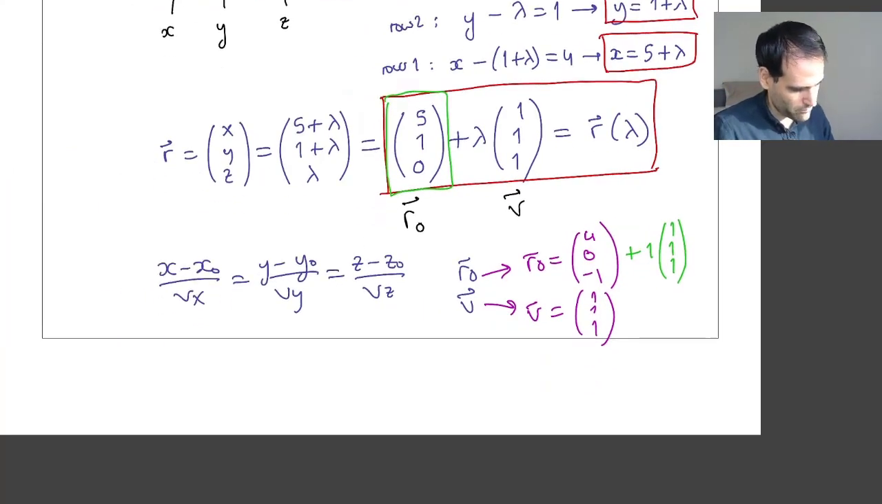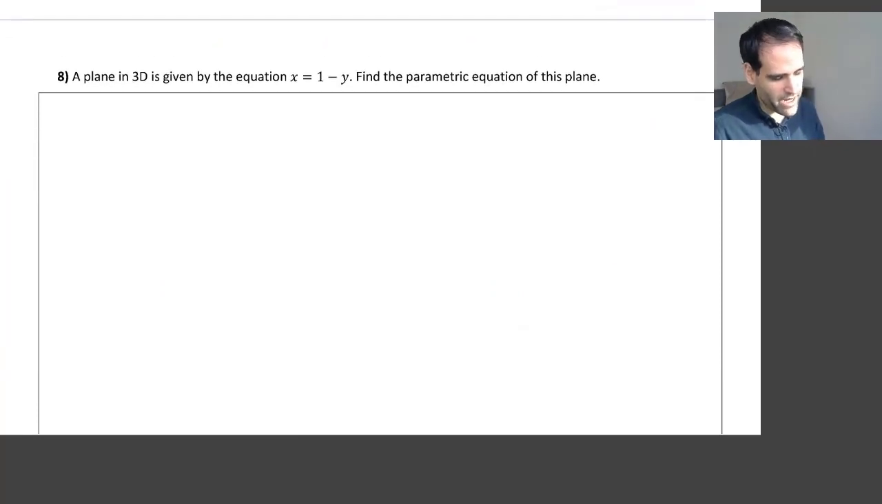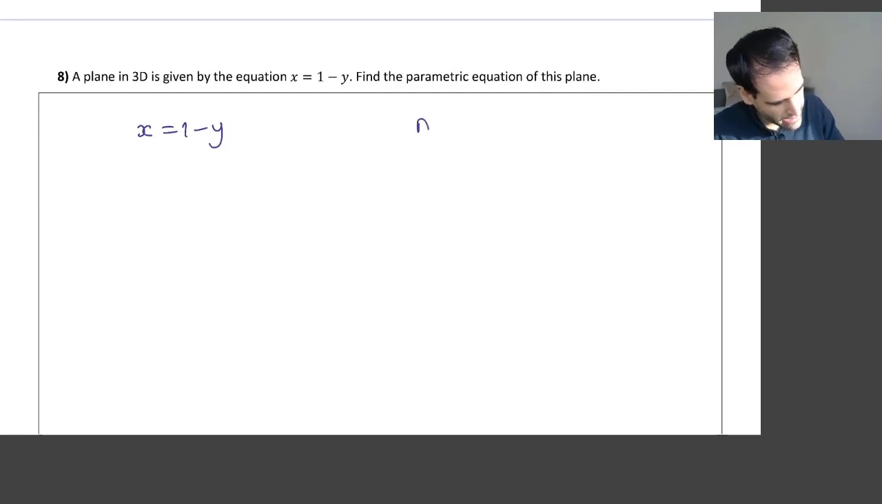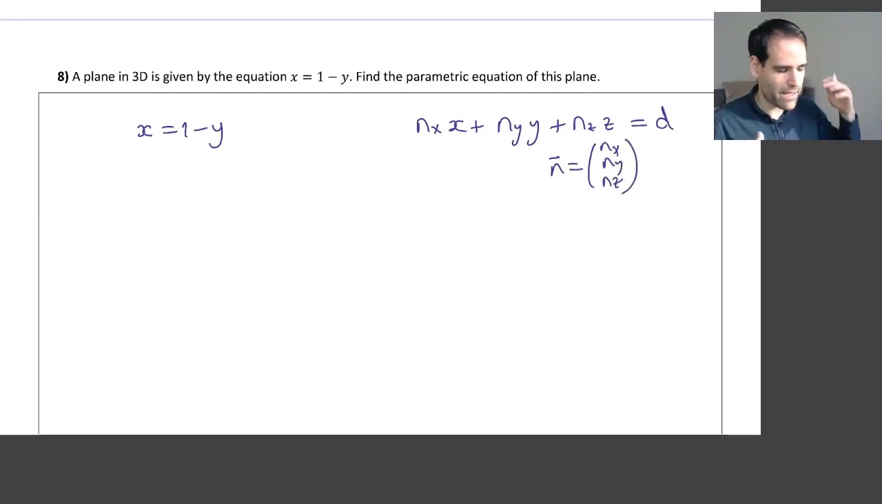Let's do another example. Imagine I give you the 3D equation of a plane, given by x equals 1 minus y. Okay, so this is the equation of a plane. Find the parametric equation of this plane. You could either use the trick that n_x times x plus n_y times y plus n_z times z equals a number d to find the normal vector, and then find some solution for the plane, so some point on the plane.